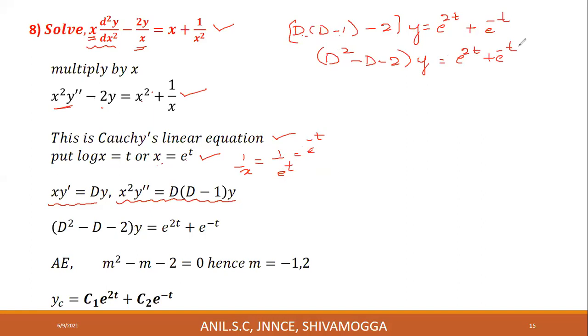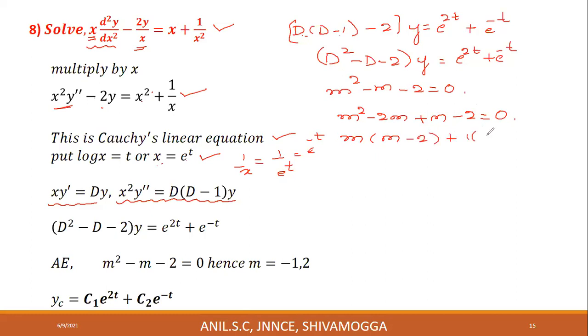We know how to solve these kind of equations. First construct auxiliary equation, which is m square minus m minus 2 equal to 0. Factorize this. M square minus 2m plus m minus 2 equal to 0. Therefore, m into m minus 2 plus 1 into m minus 2 equal to 0. Therefore, m plus 1 into m minus 2 is equal to 0. Therefore, m is equal to minus 1, 2. These are the two roots.